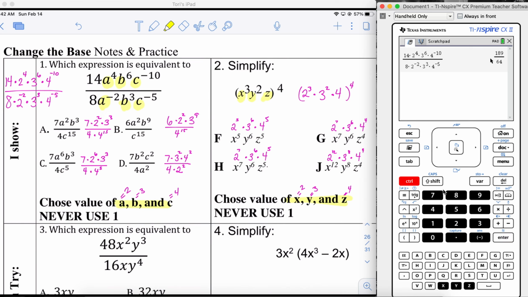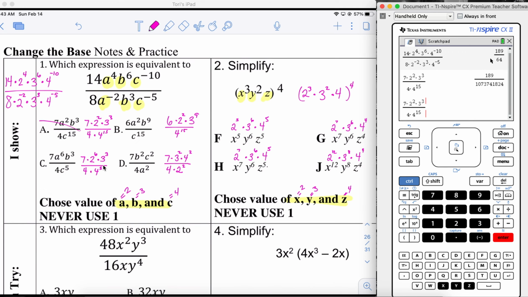I'm going to make a fraction, control divide, and we're going to go 7 multiplied by 2 raised to the 2, arrow over, multiplied by 3 raised to the 3, use your arrows to go down. 4 multiplied by 4 raised to the 15. All right. If I get 189 over 64, it's the answer. This is not my answer. Okay. All right. Let's go down. Since we've already got the 7 over 4, I can use copy and paste to kind of shortcut this a little bit. I'm going to go up, up, copy it. And now I'm going to check C, this answer choice next.